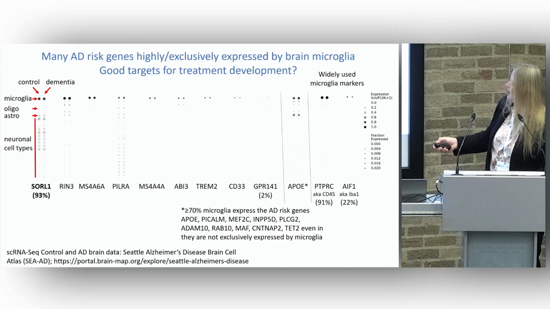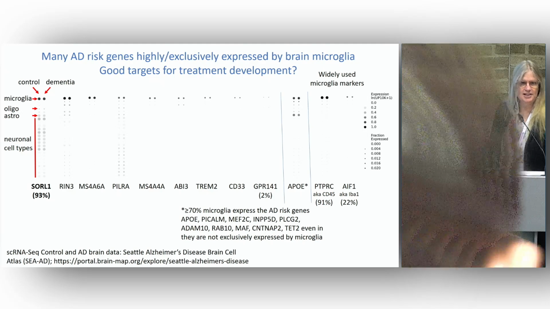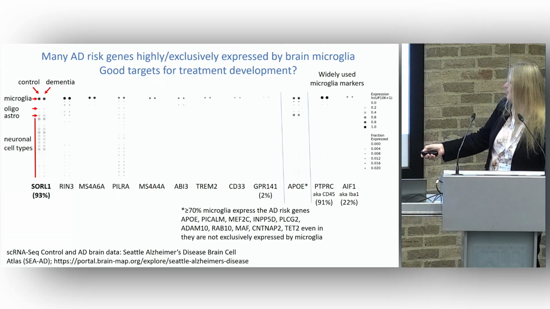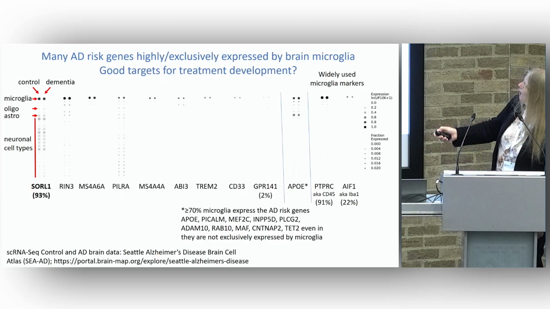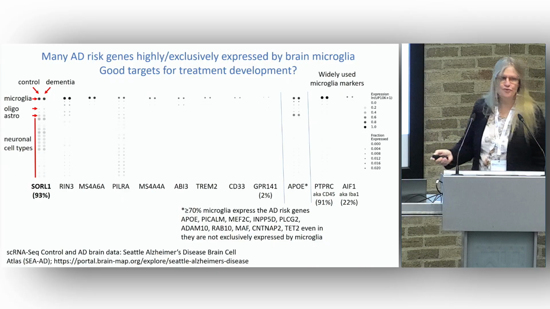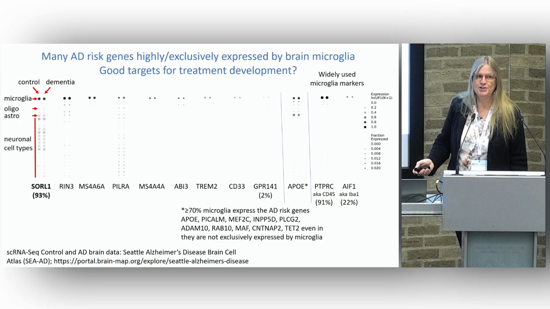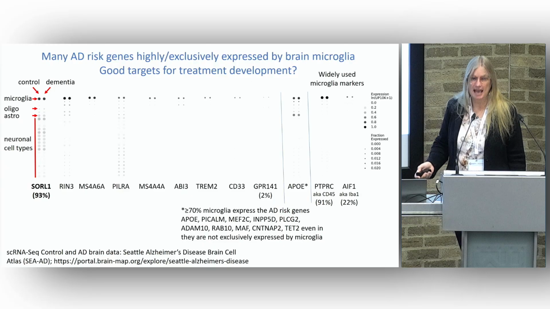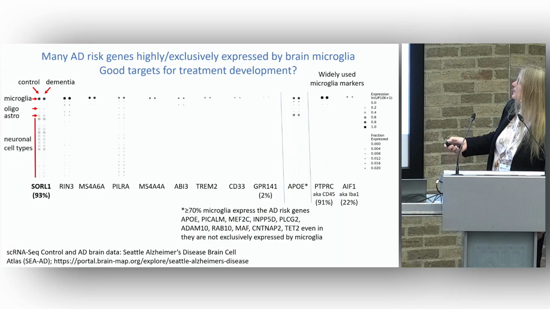This is some data taken from public single-cell RNA-seq data. We heard already about this data, the Seattle Alzheimer's Disease Brain Cell Atlas data, lining up some of these genes in terms of their enrichment in microglia. You can see this gene at the far end here. Pretty much all of the 40,000 microglia cells in this data set express SORL1, so it's highly expressed in pretty much every one of those 40,000 assigned microglia cells.